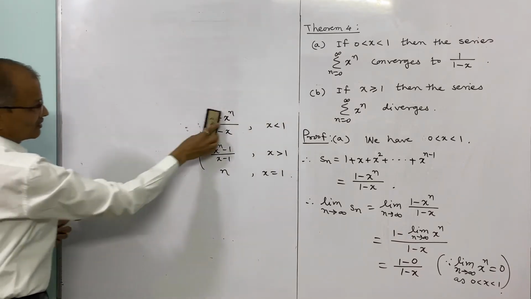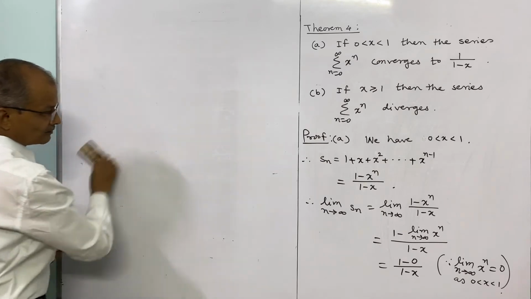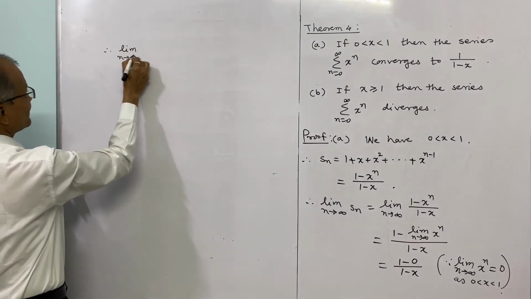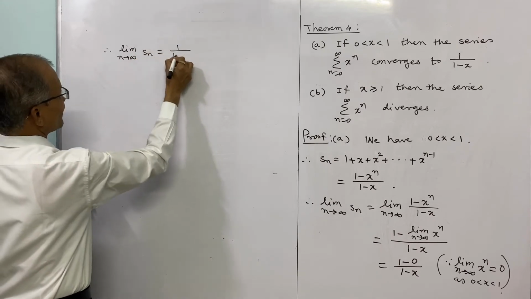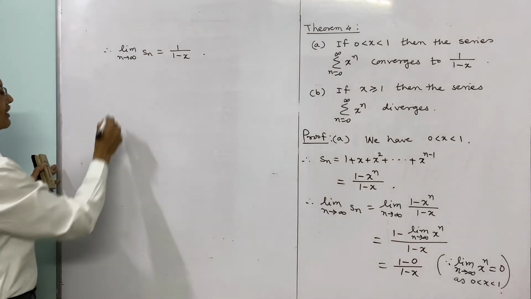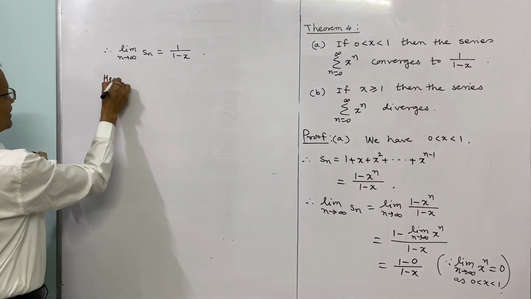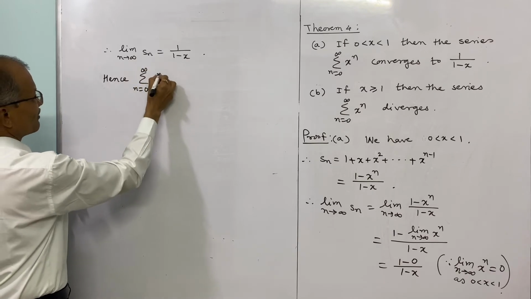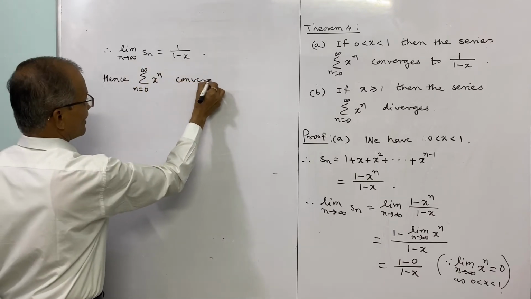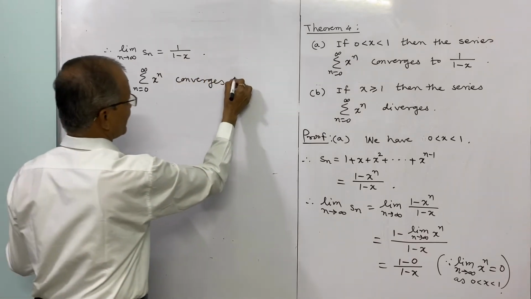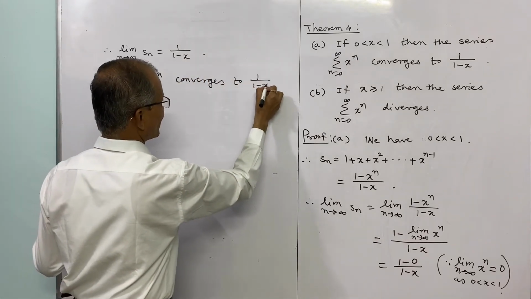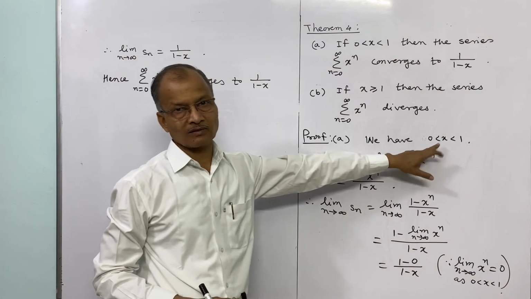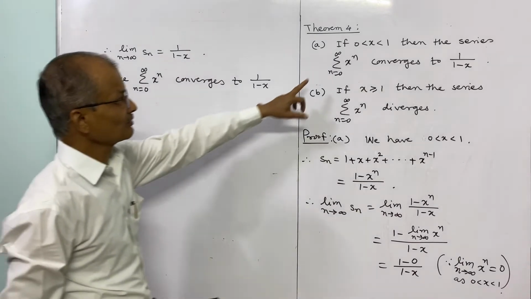So we have used this, and therefore the limit as n tends to infinity of Sn is equal to 1 upon 1 minus x, and thus hence the series summation, n takes value 0 to infinity, x to the power n converges to the same limit 1 upon 1 minus x, in the case 0 is less than x is less than 1. So thus this proves part A.